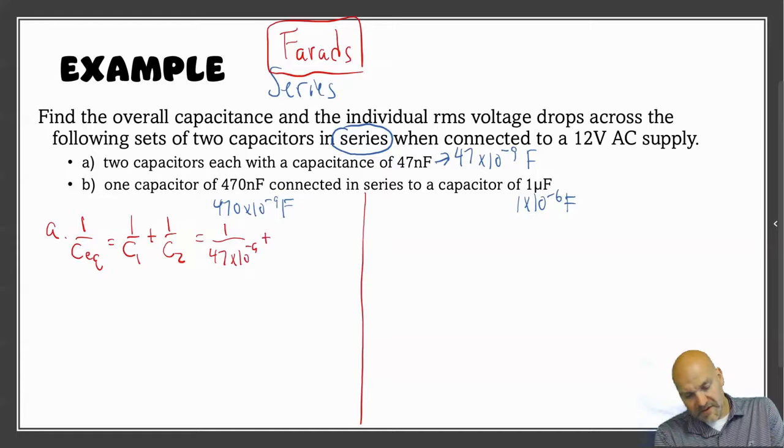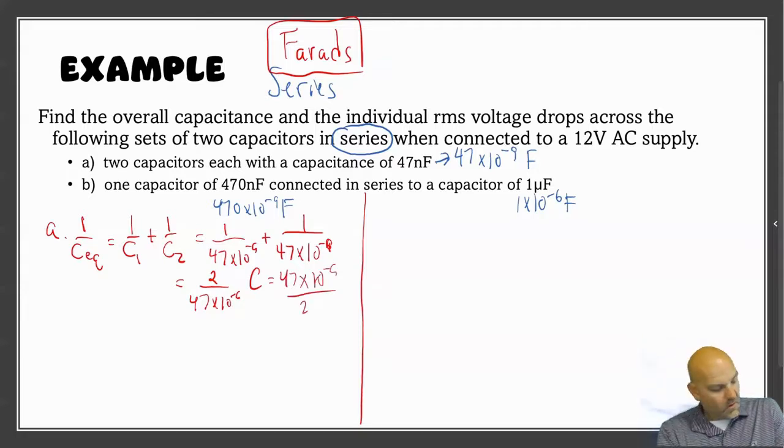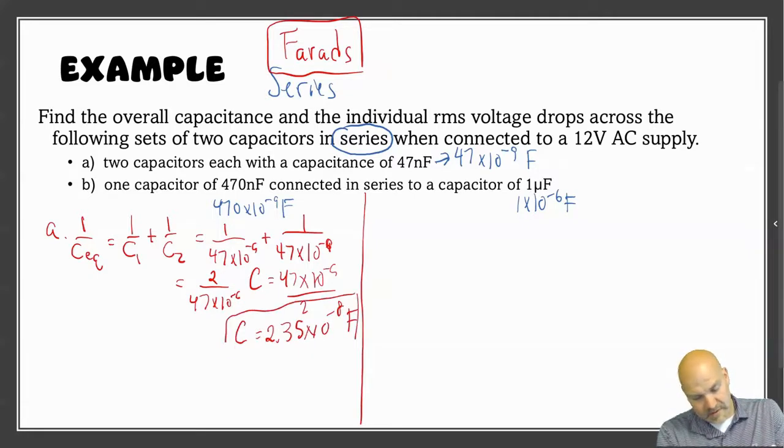So 1 over 47 times 10 to the negative ninth plus 1 over 47 times 10 to the negative ninth. And it's going to essentially be 2 over 47 times 10 to the negative ninth. But we flip it, and so we get 47 times 10 to the negative ninth over 2, or simply put 2.35 times 10 to the negative eighth farads. Right, so that is my equivalent capacitance.